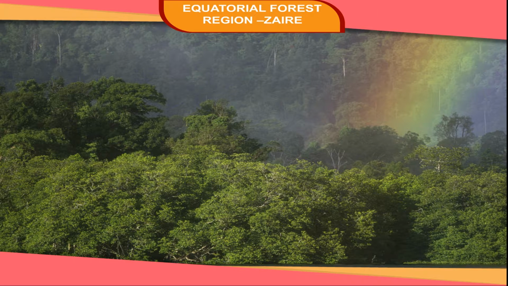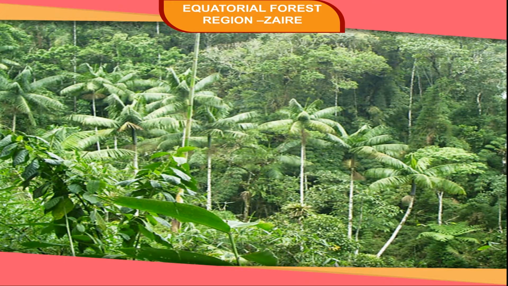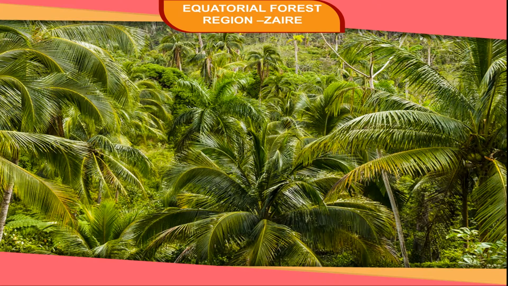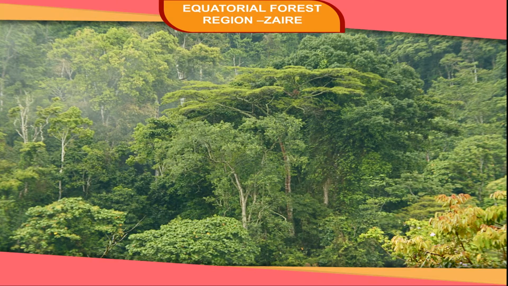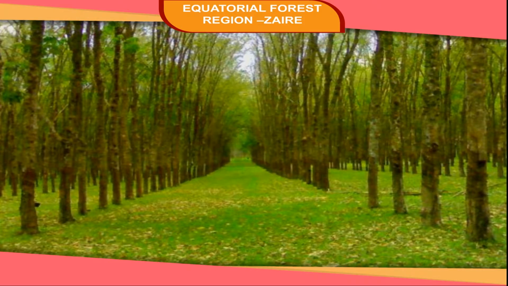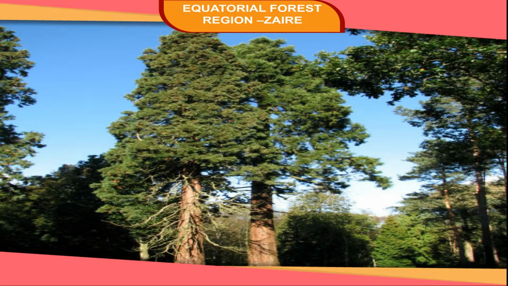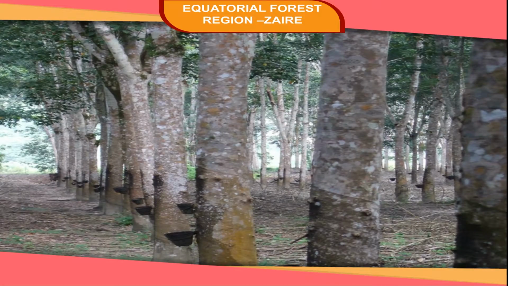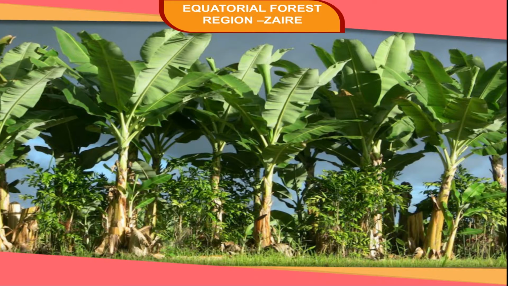Most of the northern part of the country is covered with dense rainforest. These trees reach about 40 to 50 meters in height. In all, about 60% of the country's area is forested. Trees like teak, ebony, mahogany, and redwood grow abundantly. Bamboo, rubber, cotton, and banana also grow there.